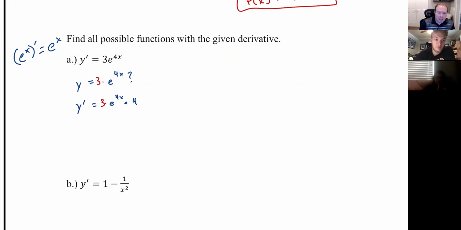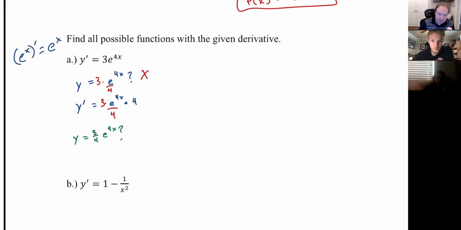And I need something to cancel out the 4. So if I divide this by 4, well, that's again just a constant. So my new guess, and let's just think through this and see if this is right. This one was wrong, but let's take a second guess. This time, I'm going to do 3/4 e to the 4x.